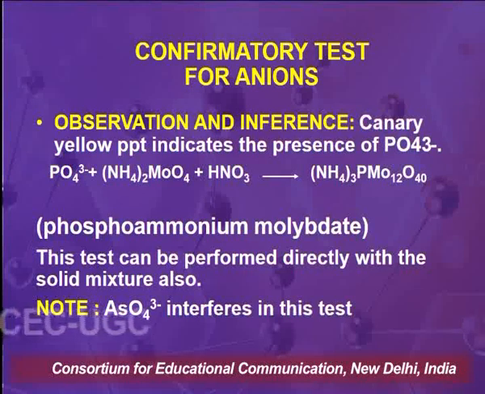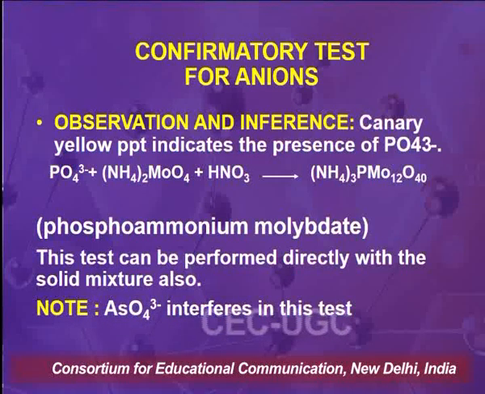As you can see the chemistry involved, phosphate ions react with ammonium molybdate (NH4)2MoO4 plus nitric acid. It gives yellow precipitates. Canary yellow means a very bright yellow color of phosphoammonium molybdate, whose formula you can see on the screen.